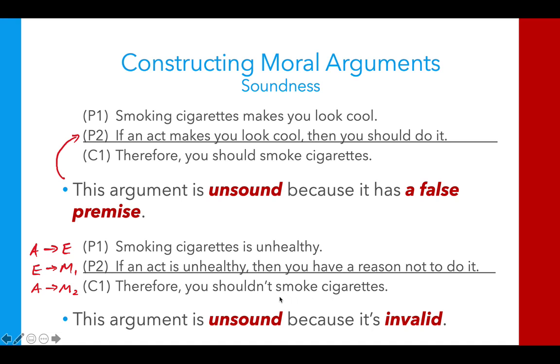Now, one thing we could do is change the conclusion to, therefore you have a reason not to smoke cigarettes. Or alternatively, if we think that's the right conclusion and we want to give a valid argument for it, we could change the premise from you have a reason not to do it to you shouldn't do it. If we changed it in that way, then we would have a valid argument. So whether or not an argument is valid is going to depend in a way on some fine details, right? You want to be as precise as possible throughout the argument to make sure that it lines up.